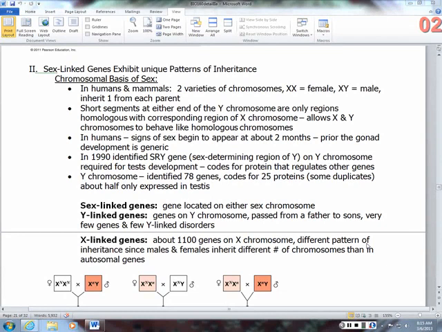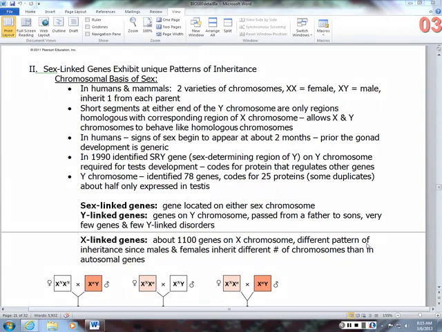So in humans, the signs of your sexual development are going to begin to appear at about 2 months. Some sources are going to say 5 or 6 weeks. Prior to that, your sexual development is generic. A lot of sources will say by default you're developing as a female, because unless you get a signal to change, by default it develops as a female.